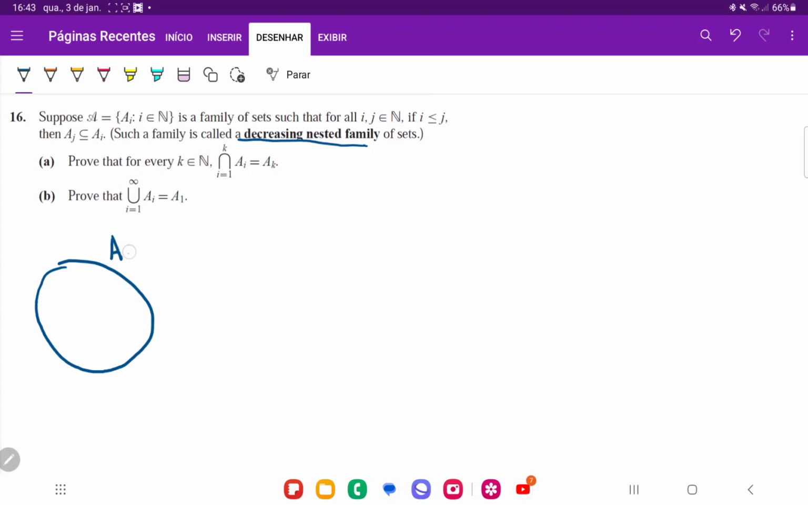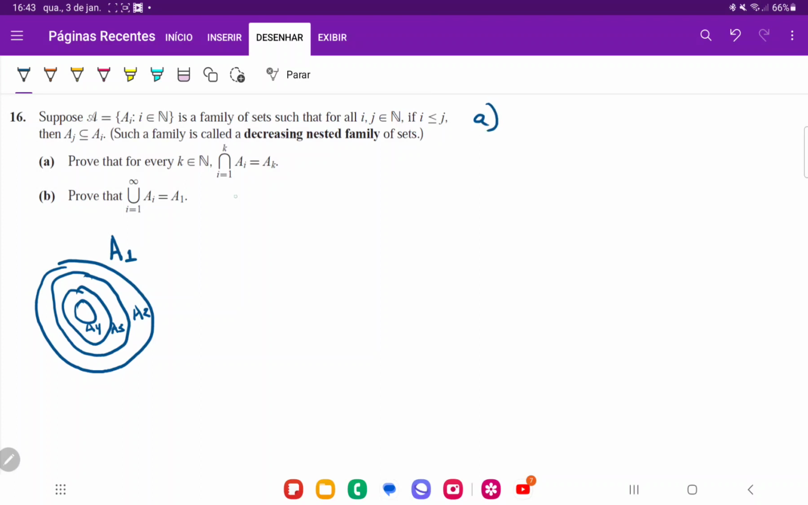Say that this is a sub 1. Then a sub 2, as 2 is greater than 1, is going to be a subset, so maybe that's a sub 2. And then a sub 3 is going to be a subset of a sub 2 since 3 is bigger than 2. So maybe that's a sub 3, and then you would have a sub 4, and so on and so forth. So anytime you have a bigger index, the set indexed by the bigger one is contained within the set indexed by the smaller number. Now that we have that visualization, let's do item A.